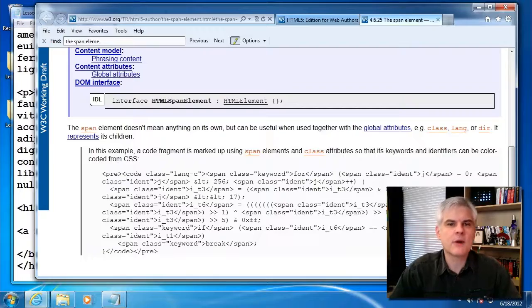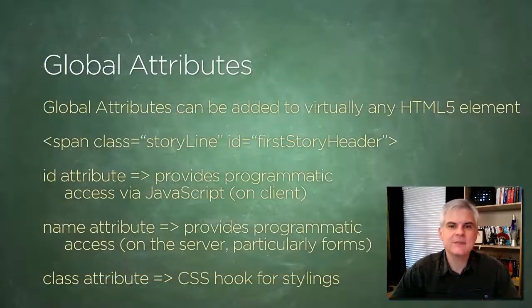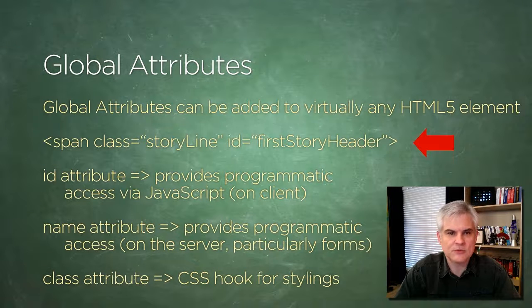Okay, finally, before we wrap up this lesson, I want to talk about the attributes that can be added to each HTML5 element. And there are a few global attributes that apply to many elements. Here in this case, I have a span tag on screen, you can see, and there is, first of all, a class attribute equal to storyline, and then an ID equal to first story header. In this case, I have two attributes, a class attribute and an ID attribute.